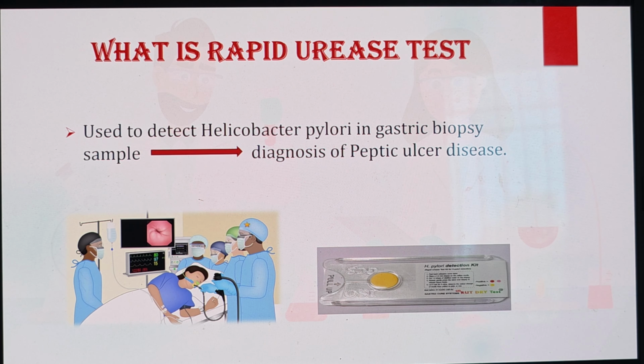So next question is, what is rapid urease test? It is mainly used to detect Helicobacter pylori infection in gastric biopsy sample, which is mainly obtained by the procedure of endoscopy, which suggests diagnosis of peptic ulcer disease. So here, the rapid urease test is mainly available in the market in the ICT kit format used to detect H. pylori infection from the gastric biopsy sample.